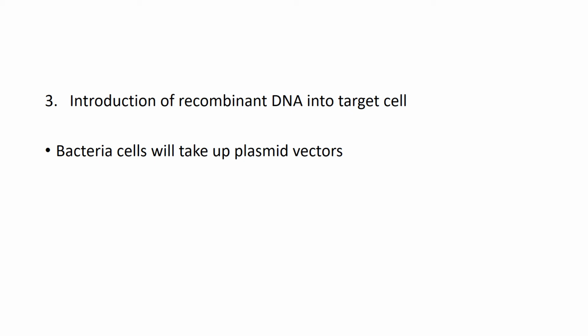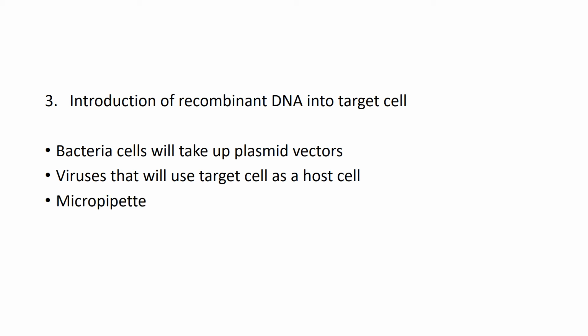Viruses can also be used as vectors, as they will insert their recombinant DNA into the target cell, using it as a host. Then a technique used when breeding transgenic animals is to micropipette the DNA into the pronucleus of a gamete. So that's just a quick overview of the steps involved in recombinant DNA technology.